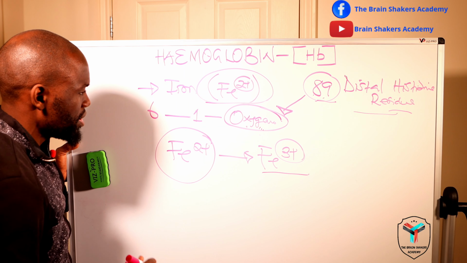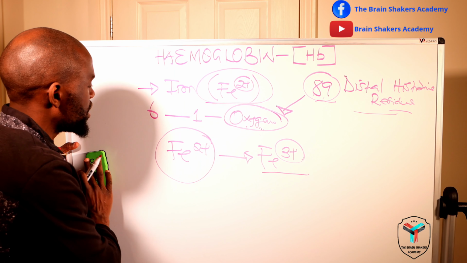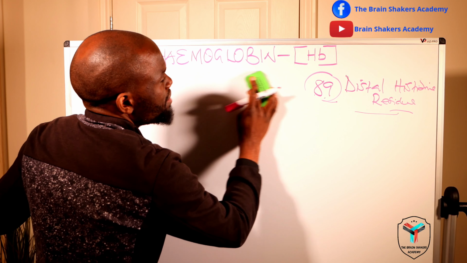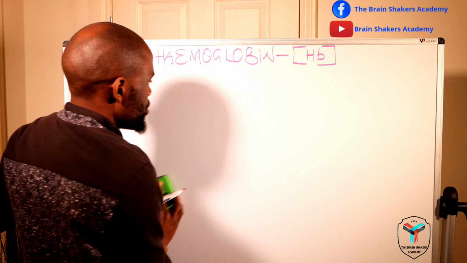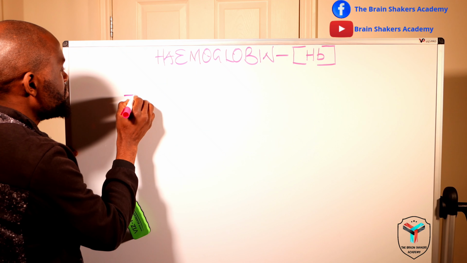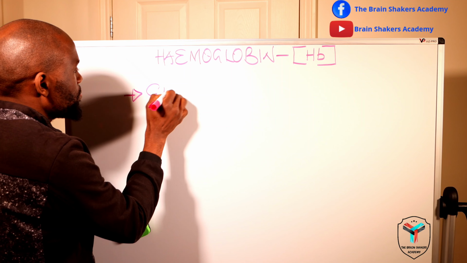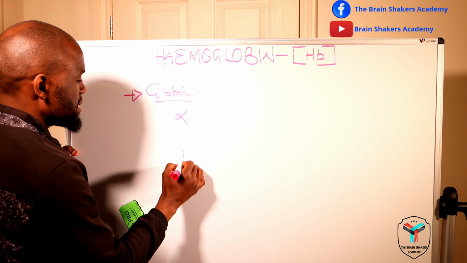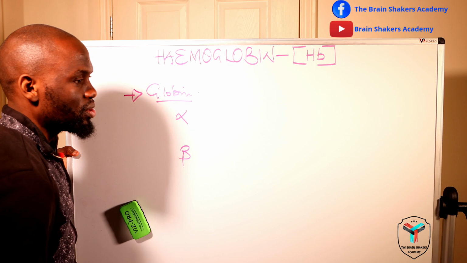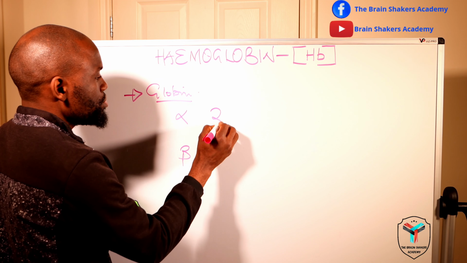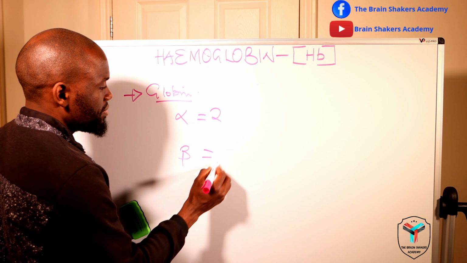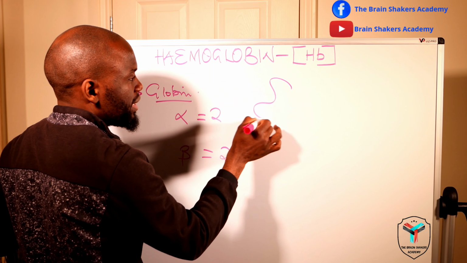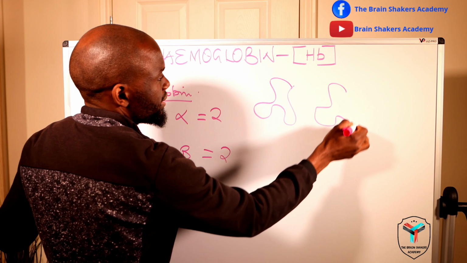Now let's look at the third component of the hemoglobin molecule, which is the globin chains themselves. So we have 4 globin chains, and these globin chains are alpha globin chains and beta globin chains. So we have 2 alpha globin chains and 2 beta globin chains. So with the hemoglobin molecule, you find globin chains like that.